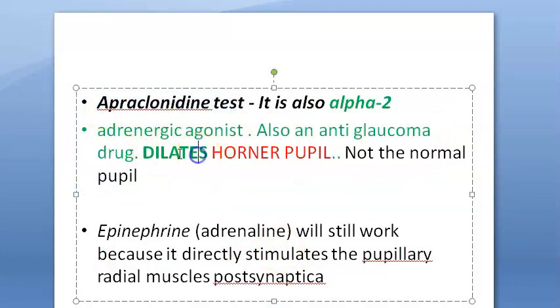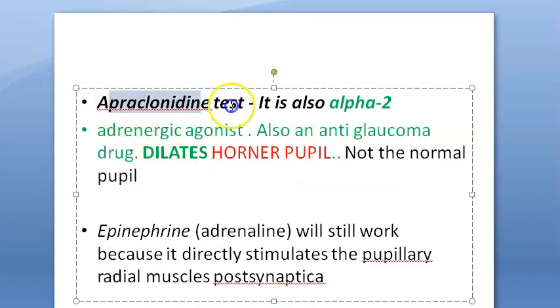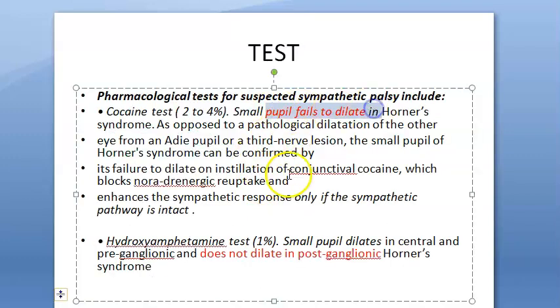Now they have the apraclonidine test. This one dilates the Horner pupil. Okay. Cocaine fails to dilate, and apraclonidine dilates the Horner pupil. Actually here what is happening? If it fails to dilate, that means it is already constricted. Yes, it is ptosis, miosis, right?